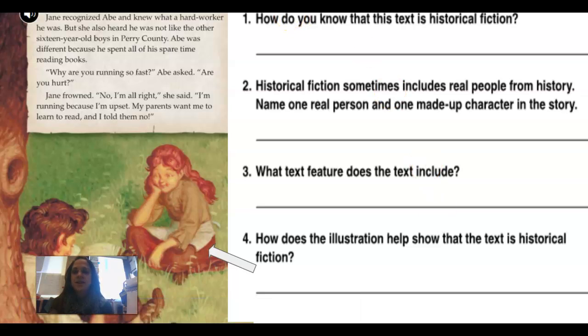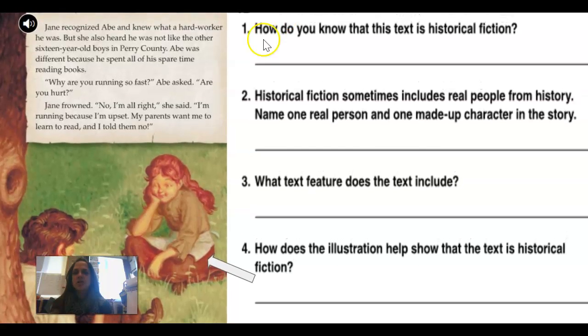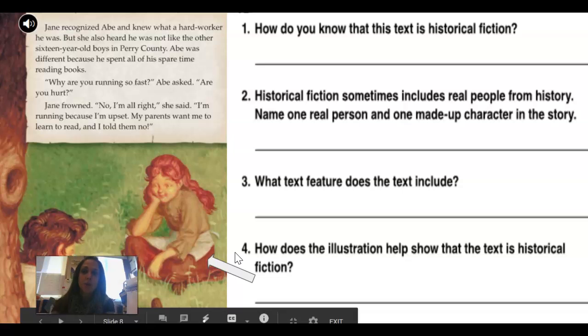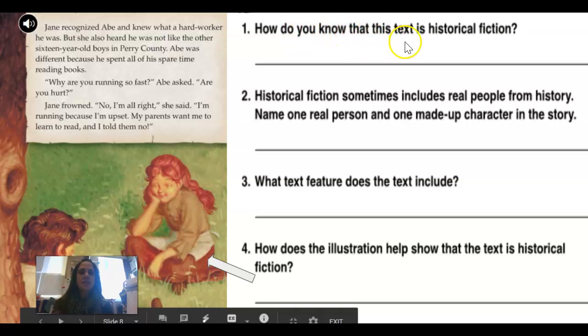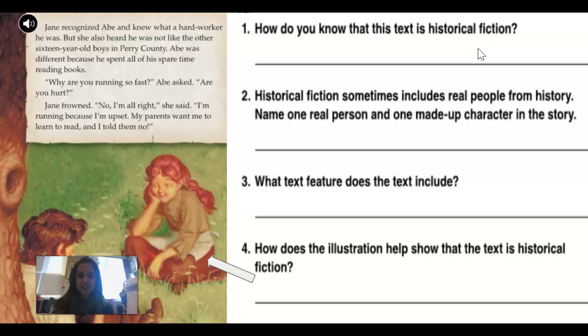We are going to go in the text and read about Jane's discovery. After we're done reading, we're going to answer these 4 questions, just like you are going to do on your workbook page. So what I like to do as a reader is I like to set my purpose and read the questions so that I know what answers I'm looking for. Number 1, how do you know that this text is historical fiction? Well, that's our purpose for reading today.